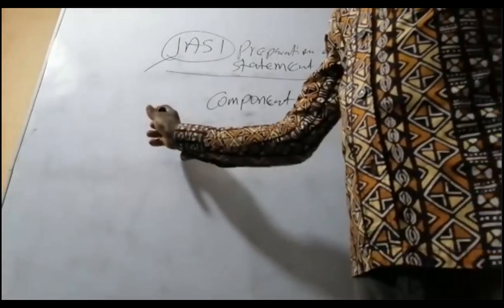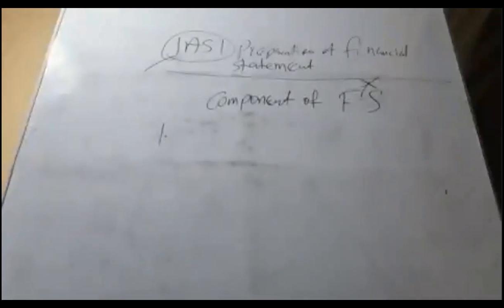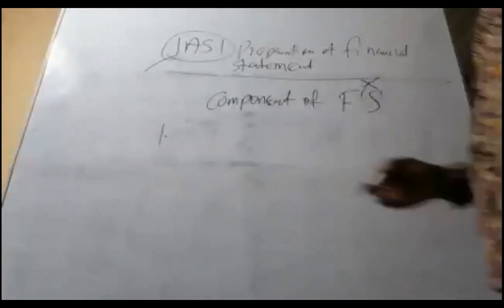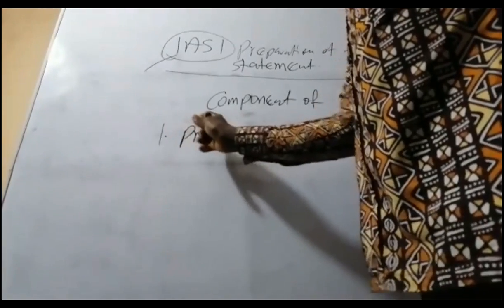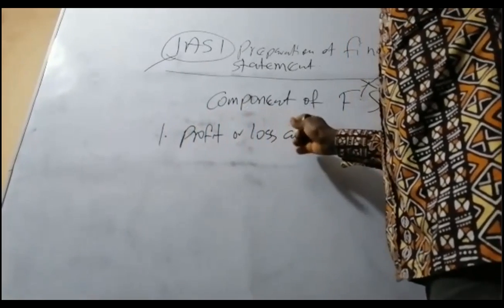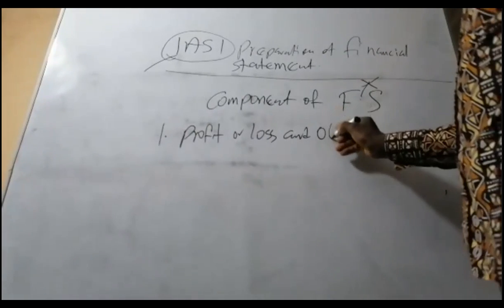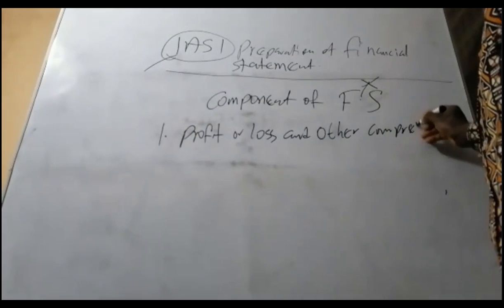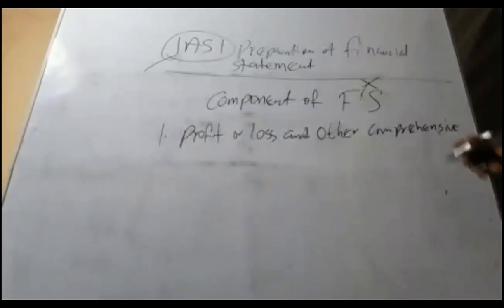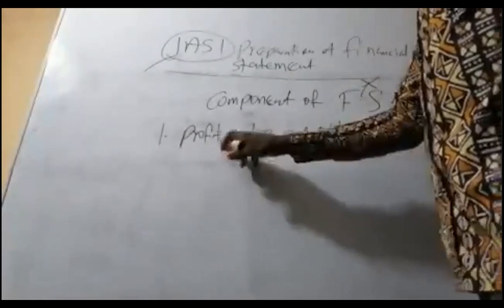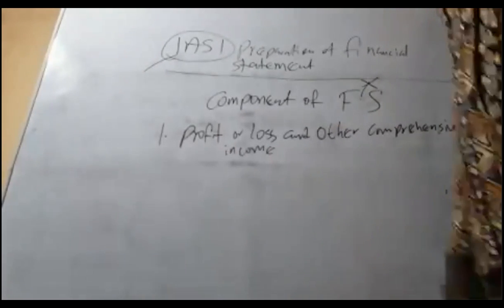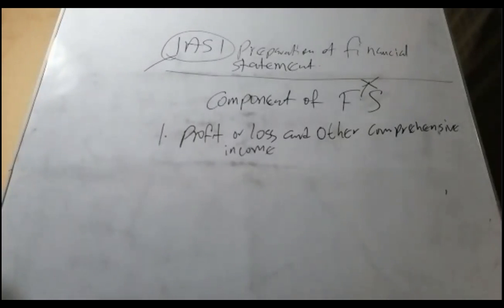Component number one is the statement of profit or loss and other comprehensive income. The profit and loss statement, all of them mean the same thing. Or you can just call it comprehensive income, or just profit or loss. You are done. That is the first sub financial statement.